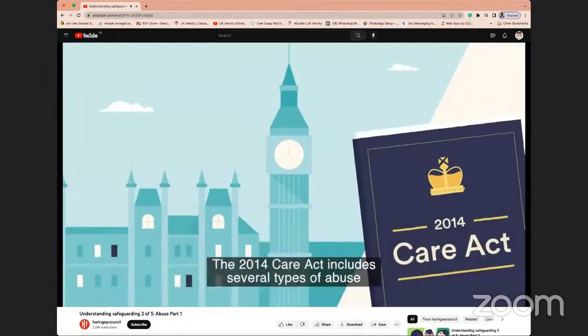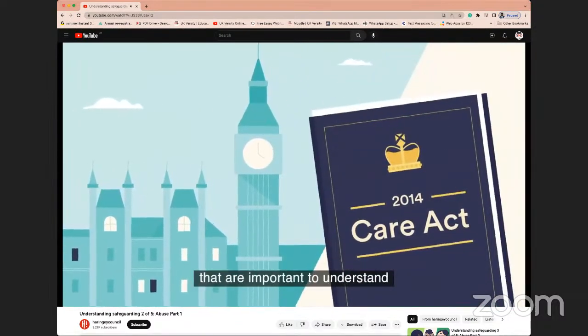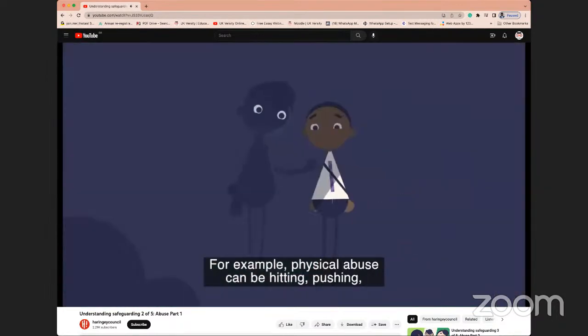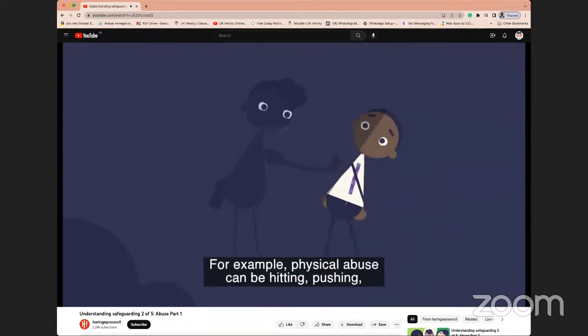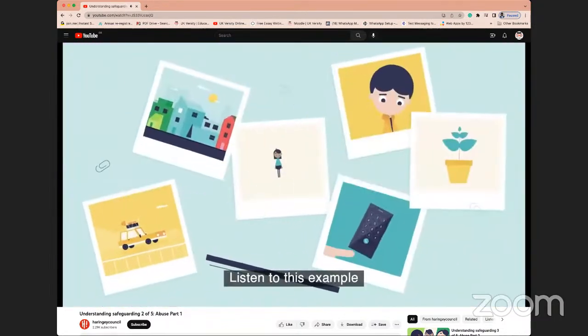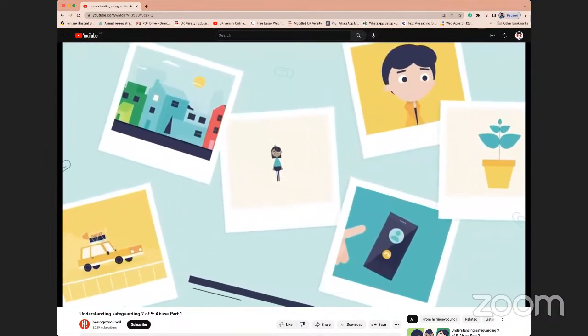The 2014 Care Act includes several types of abuse that are important to understand and learn how to identify. For example, physical abuse can be hitting, pushing, or pulling a vulnerable person. Listen to this example and imagine how you would feel to be physically abused.